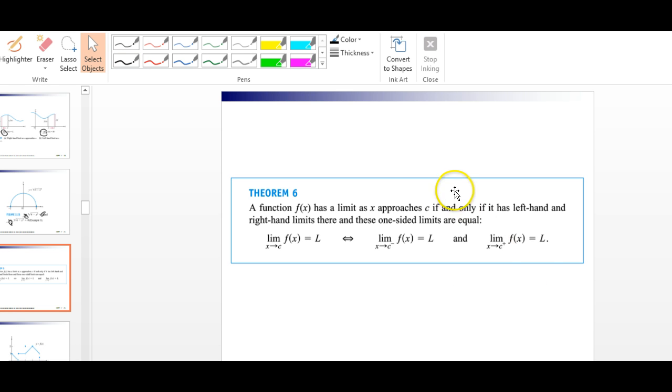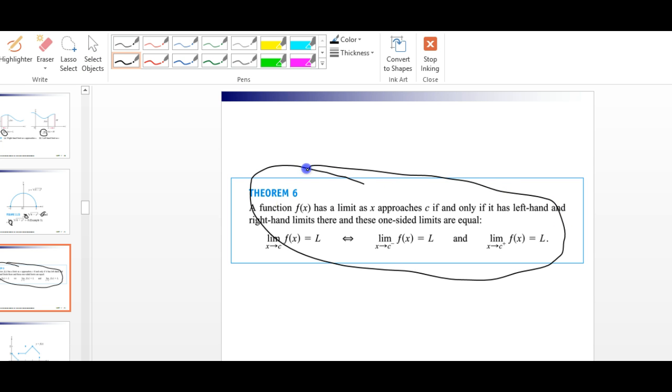Once again, this is a very important theorem. It says that in order for the limit to exist, regardless of whether you approach from left or right, we must have the same limit. So if the limit has to exist, then the left limit and the right limit have to be equal. They're both L. Left limit is L, right limit is L, so the limit is equal to L.